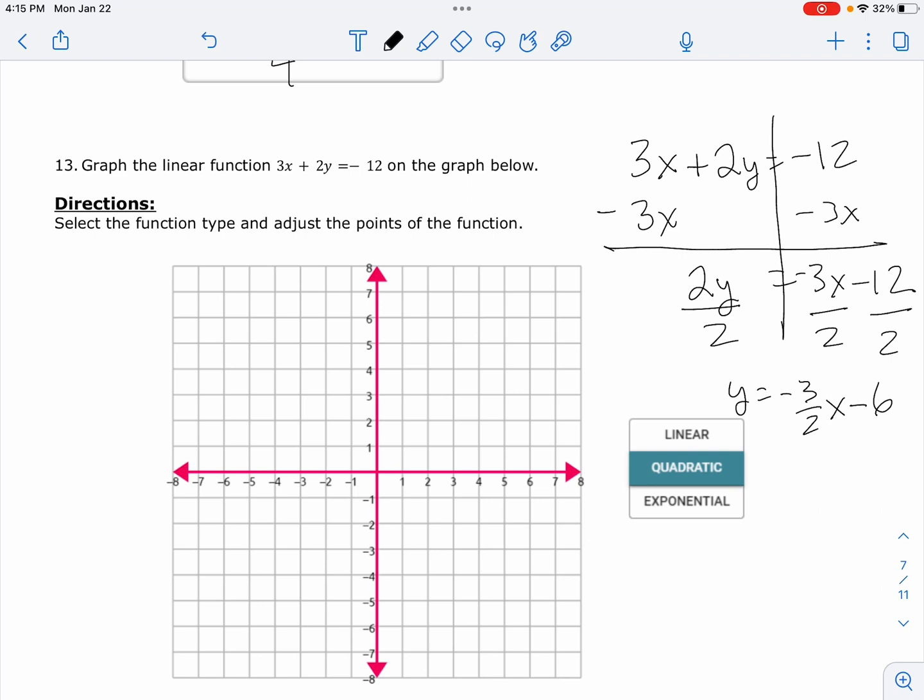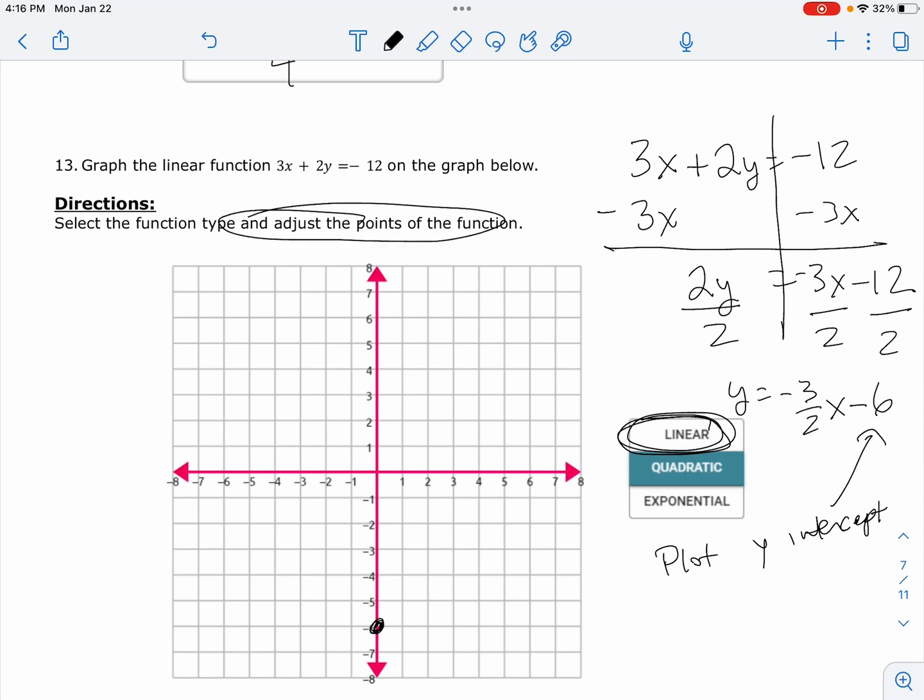When you click on this, you're going to need to click on linear. It is going to pop a line up for you. You're going to have to put 2 points. The first point, I would plot my y-intercept first, which is that guy, negative 6. So you're going to put that point, or move that point. It may pop a line up and you have to slide it. Select the function and adjust the points.